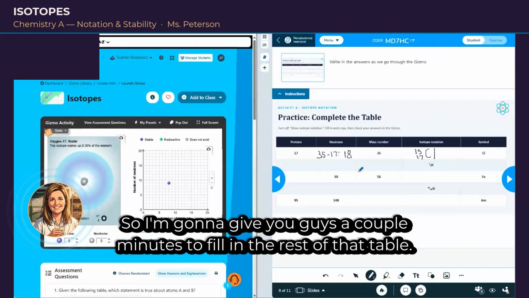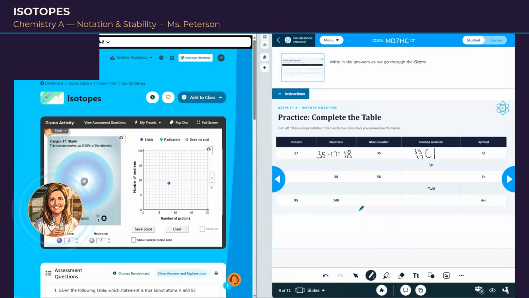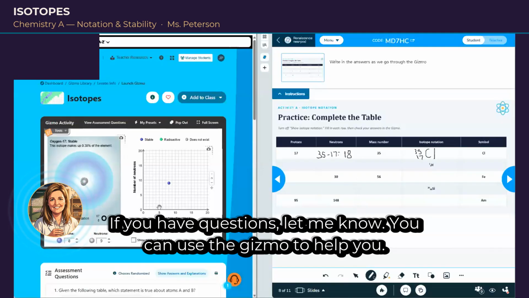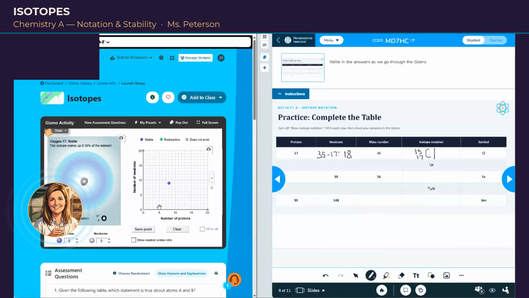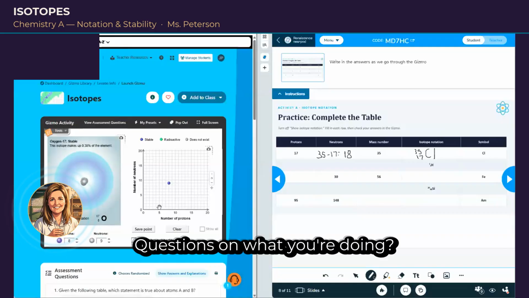So I'm going to give you guys a couple minutes to fill in the rest of that table. If you have questions, let me know. You can use the Gizmo to help you. Questions on what you're doing?